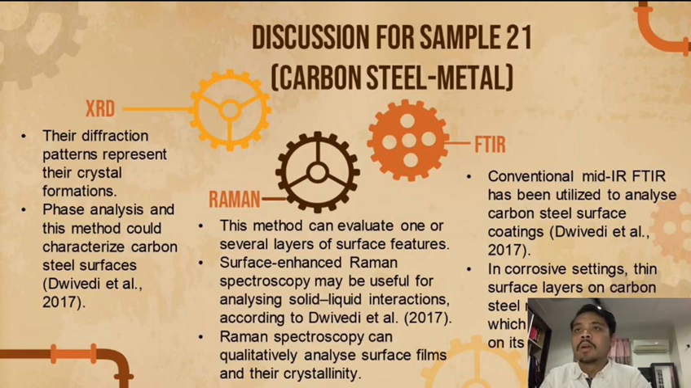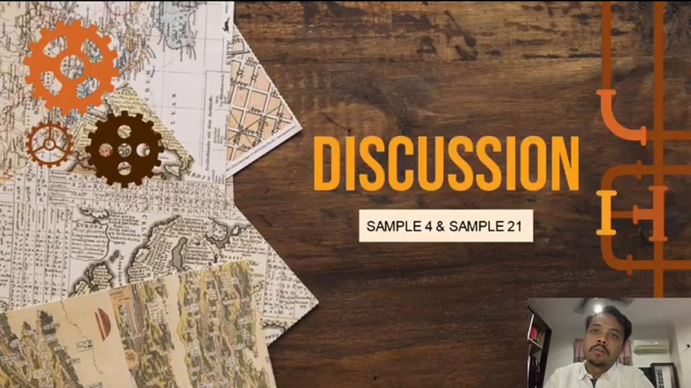The last one is about FTIR. So conventional mid-IR FTIR has been utilized to analyze carbon steel surface coating. This is from the article. So in corrosion setting, thin surface layers on carbon steel make it rougher, which limits the use of FTIR on its surface. So that's all from me.